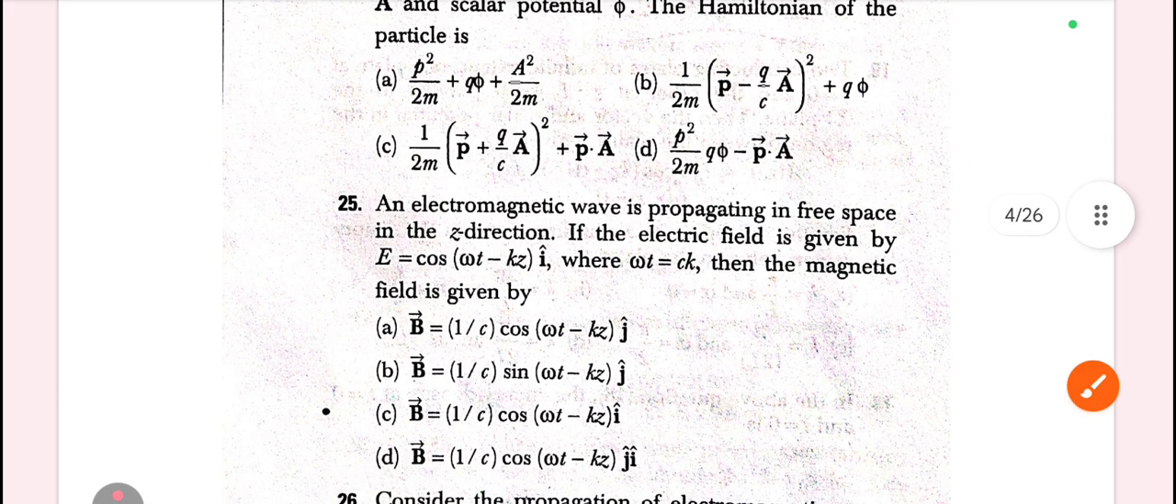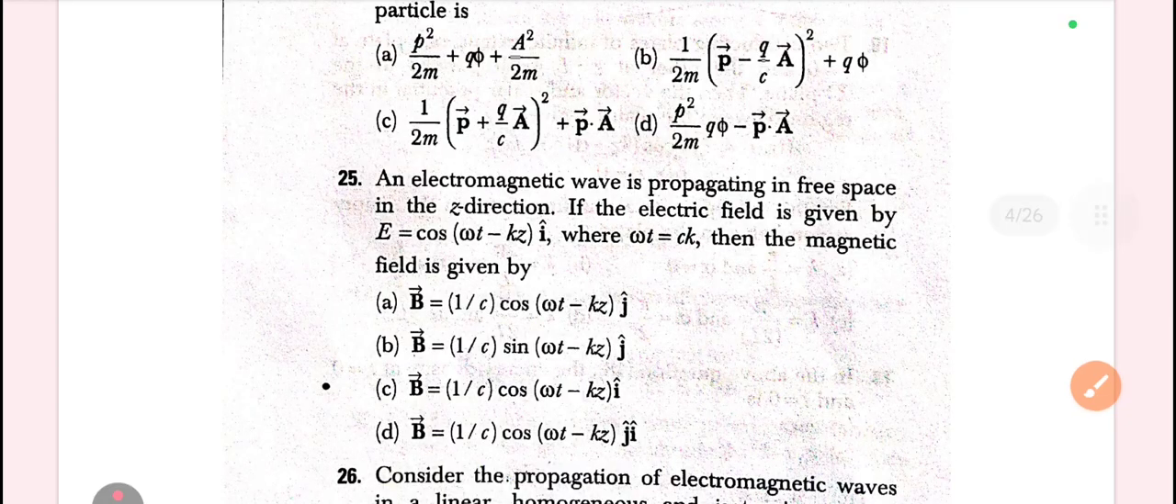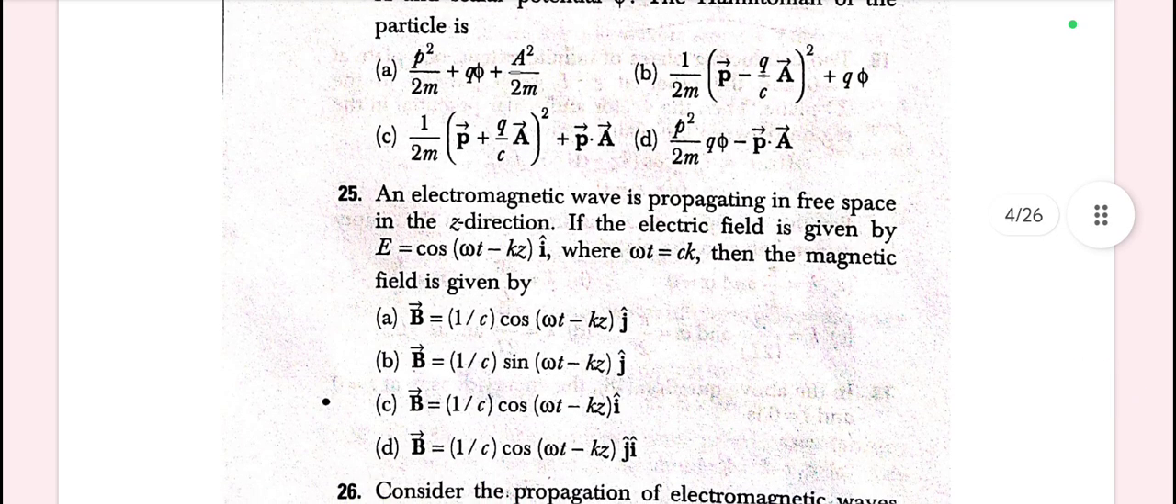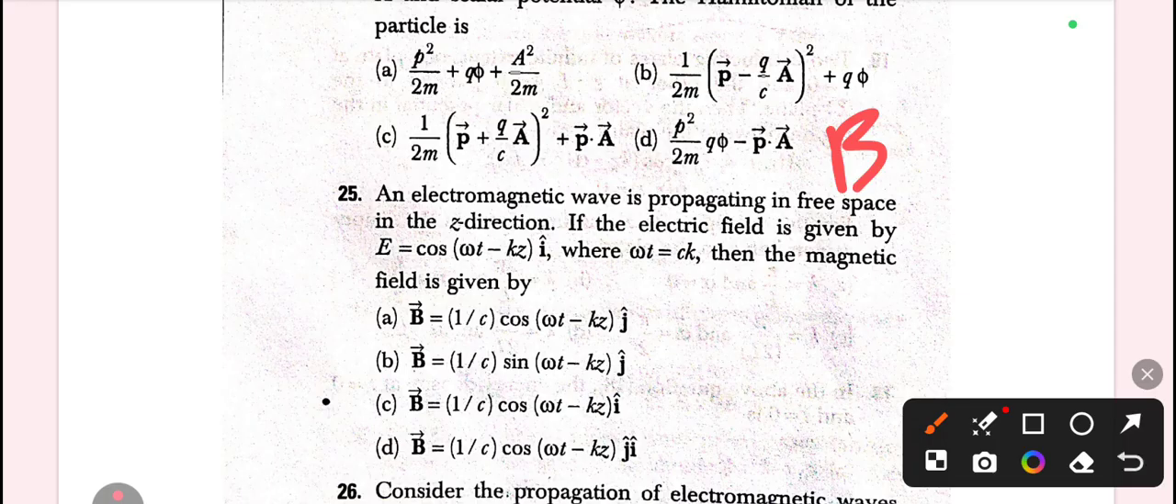Question number 25. An electromagnetic wave is propagating in free space. Then what is B? B is equal to, we already know about it, B equals E over c.